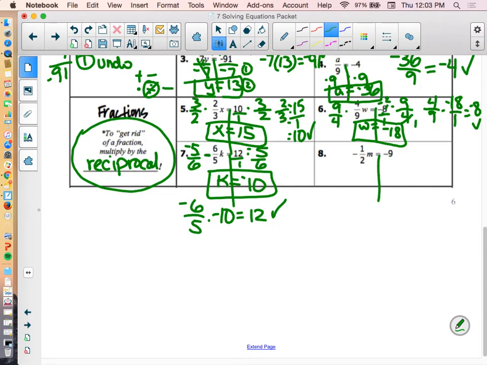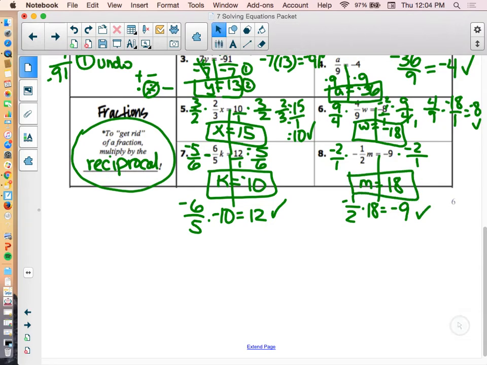Lastly, try to do this by yourself. Pause the video. And then come back and see. Multiply by negative 2 over 1. I've got m equals positive 18, and let's check. Is negative 1/2 times 18 equal to negative 9? Yes! Box up your final solution.